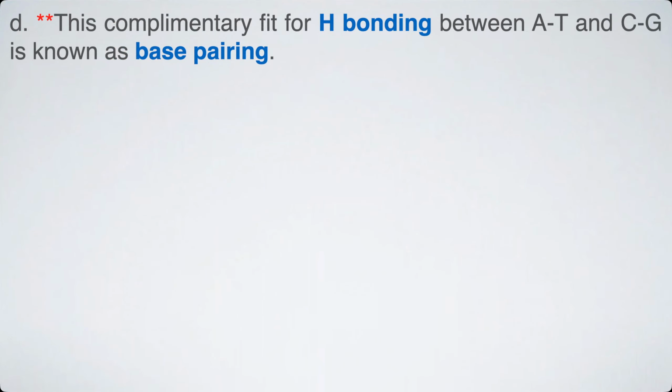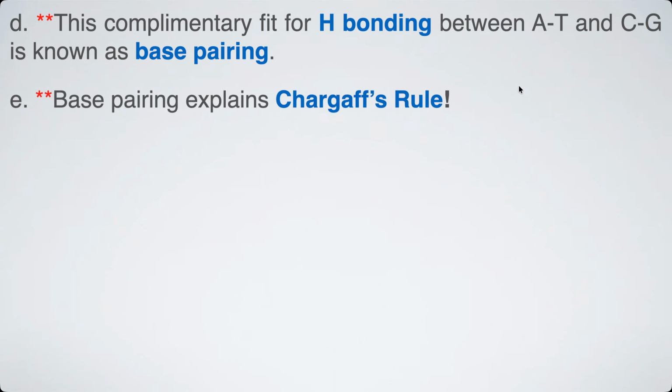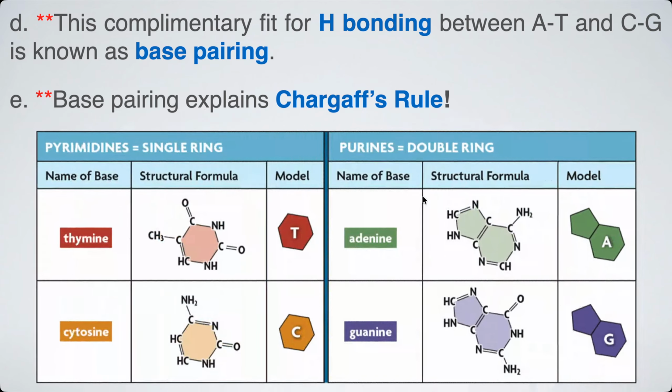Okay. So what we call this perfect hydrogen bonding between A and T and C and G is base pairing. So this is responsible for why A and T bond together and why C and G bond together in our DNA. And it's why Chargaff's rule exists. Without the perfect hydrogen bonding between A and T and C and G, Chargaff's rule wouldn't be followed. And again, all you need to know about that is that's what makes Chargaff's rule Chargaff's rule.